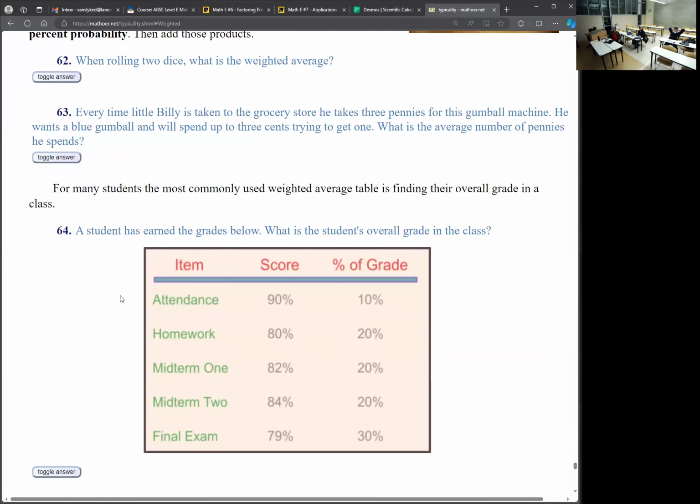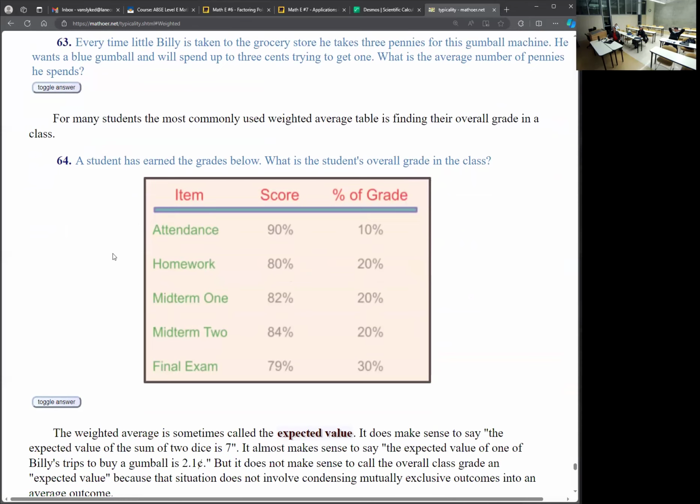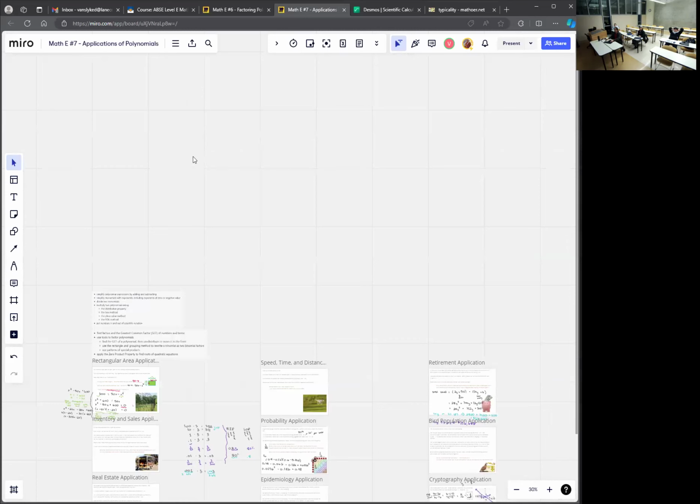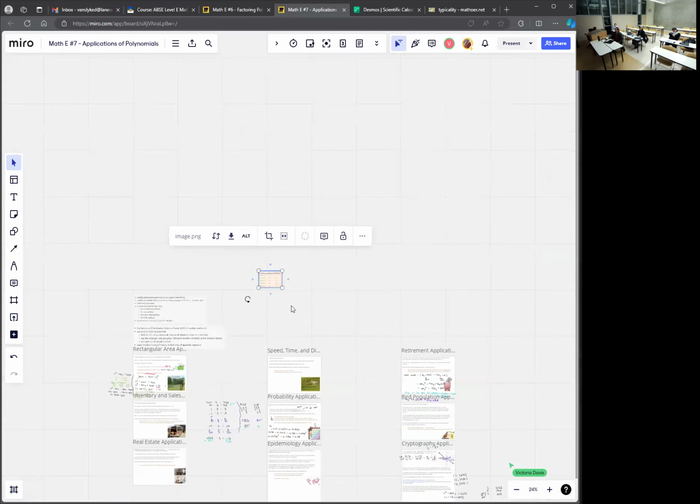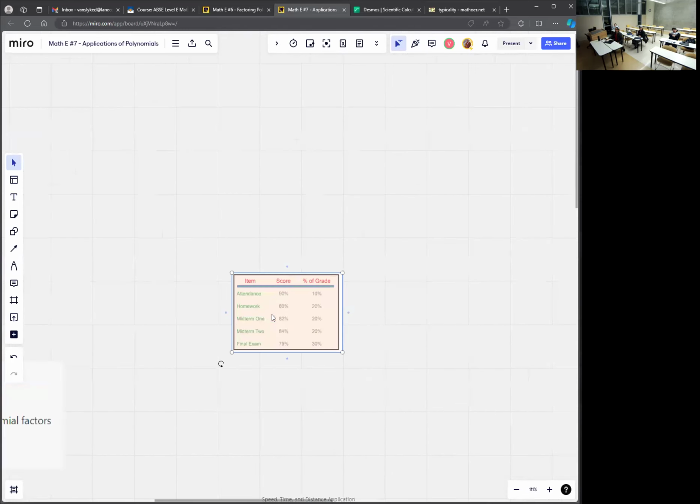And the thing that happens all the time is, what's my overall grade? It's not only what percent of my grade, which is working like a probability in this right-hand column, but what's my score? And I have to put those together. So I have to multiply those things. So let me take this example and stick it on our whiteboard. Move up here out of the way. Make that look a little smaller.